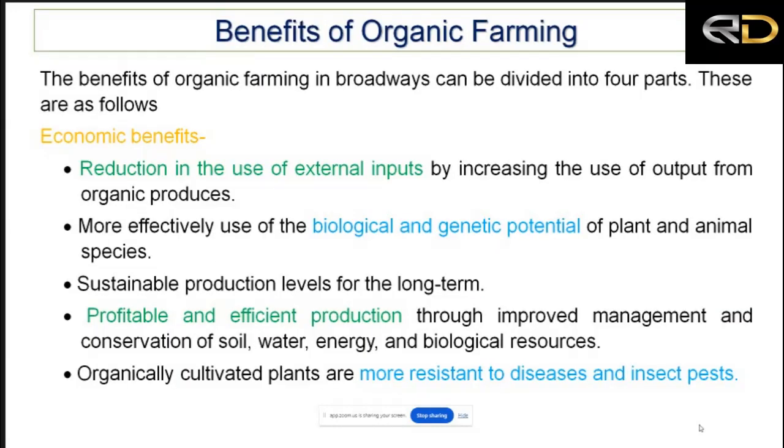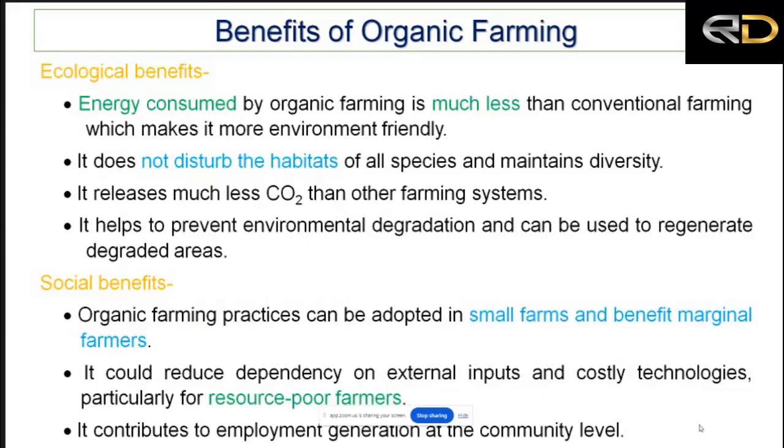By following this principle, we get quite large benefits from organic farming. They can be divided into four terms. The first is economic benefits. If we adopt organic farming, farmers will get economic benefits, as we reduce the use of external inputs and the dependency on them. It also reduces the expenditure the farmer incurs, and they get profitable and efficient production. So this is one term: economic benefit from organic farming.